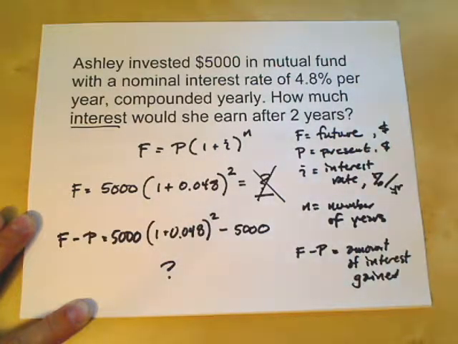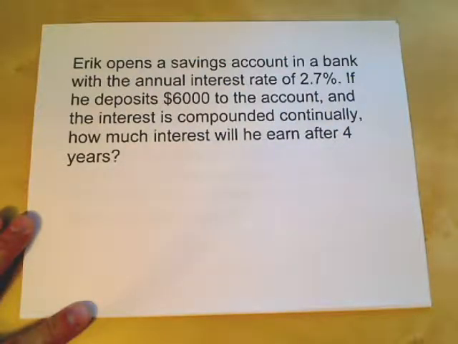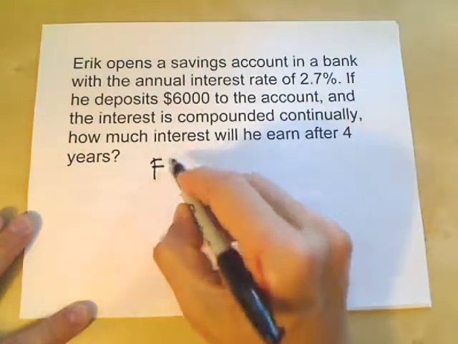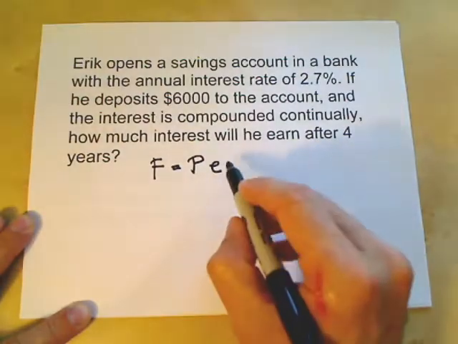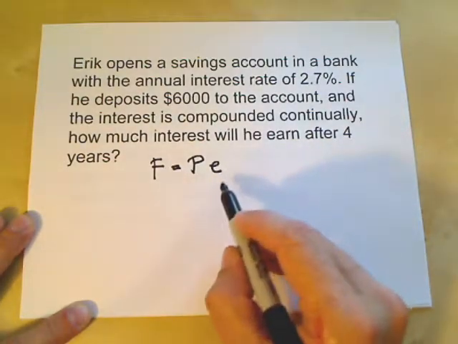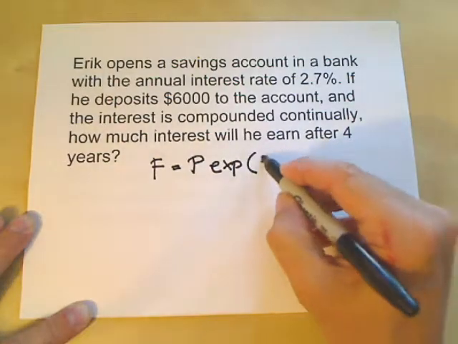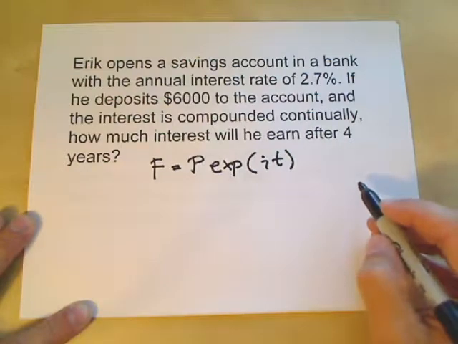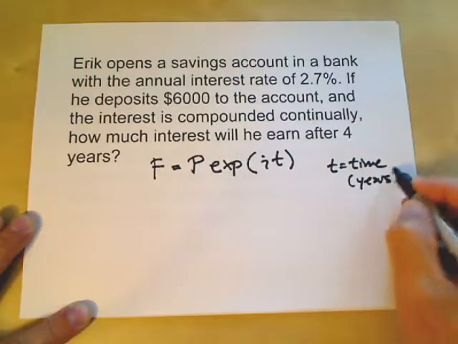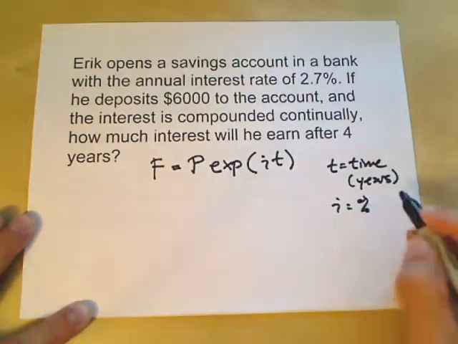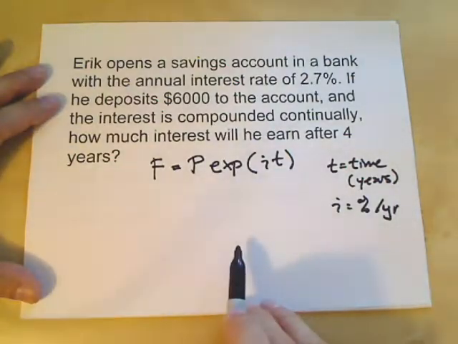Let's see what the next problem looks like. Here, we have a continuous compounding problem, and the formula is different. Future value equals present value times e raised to, sometimes abbreviated as EXP, the interest rate times T. T equals time, typically, again, years, but it doesn't have to be, and I in percent per year, where F and P are still measured in dollars.